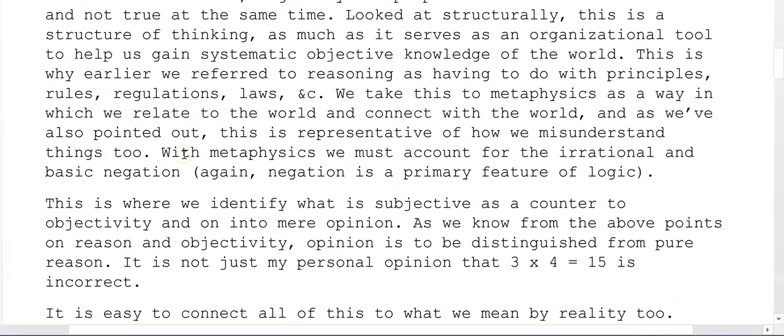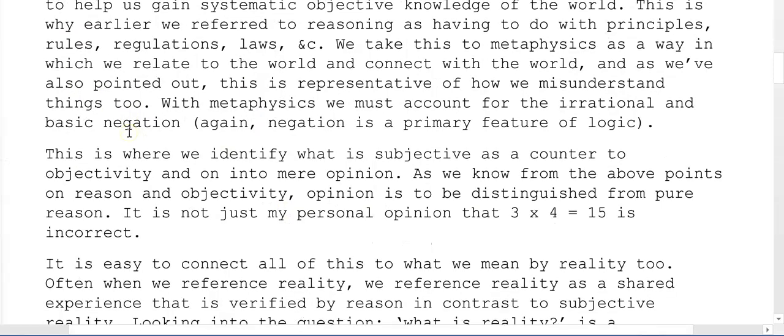We take this to metaphysics as a way in which we relate to the world and connect with the world. And as we've also pointed out, this is representative of how we must misunderstand things too. So with metaphysics, we must account for the irrational and the basic negation. And just remember, negation is a primary feature of logic.